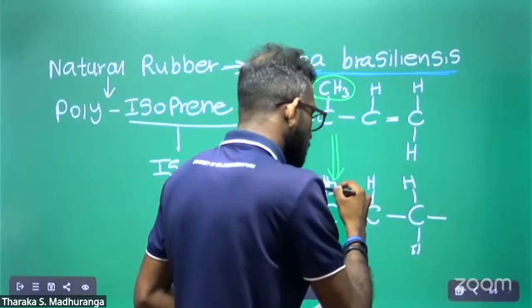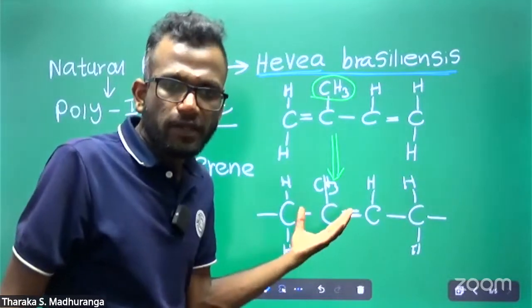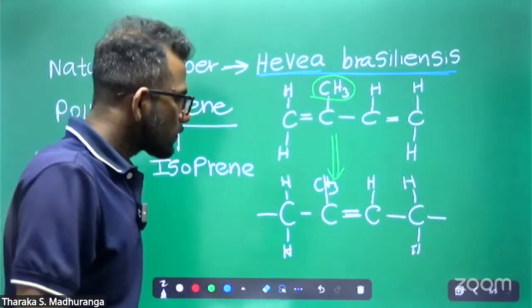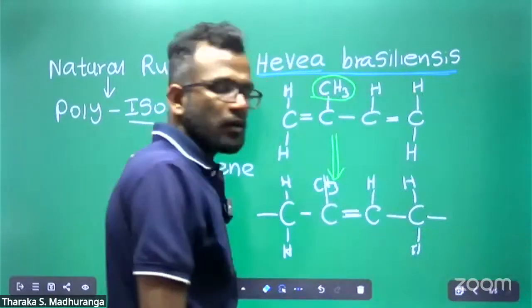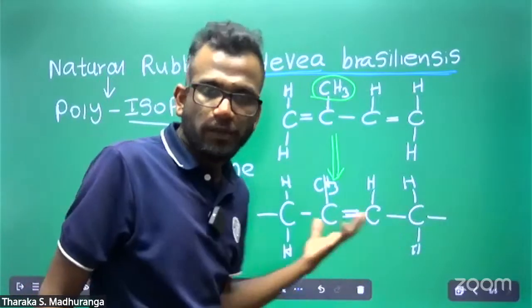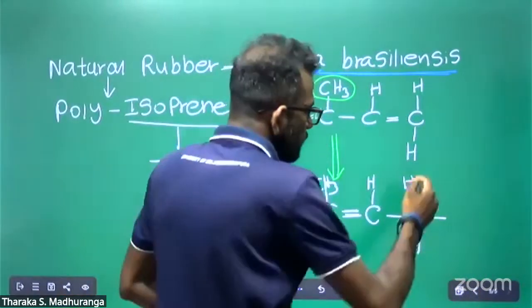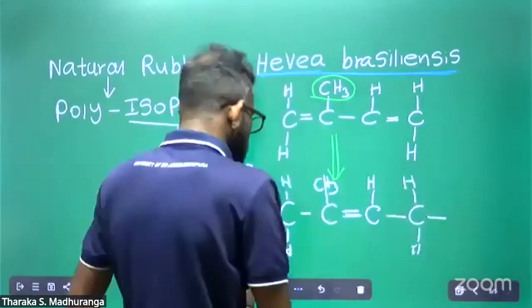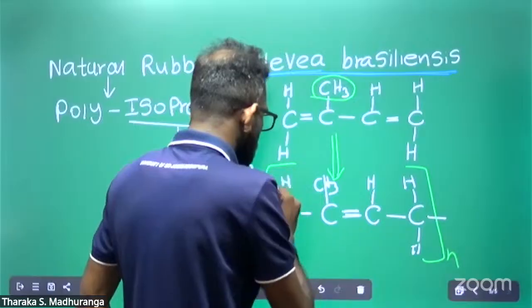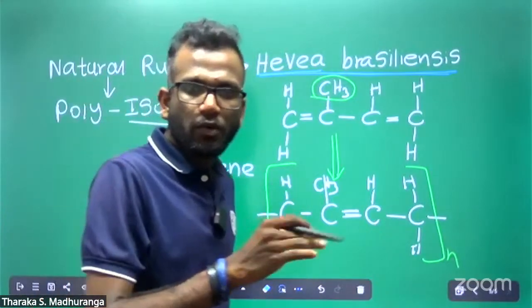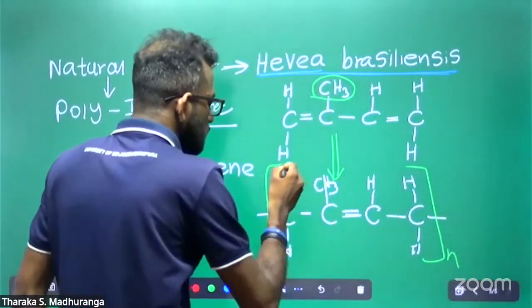Now you can see every carbon is complete, saturated. Now to continue saturation, we need to join with other isoprene molecules, then continue this process. Therefore, we can simply explain this polyisoprene like this. This is the polyisoprene. We can't draw a large number of isoprenes. Therefore, simply we can explain this is a polyisoprene.